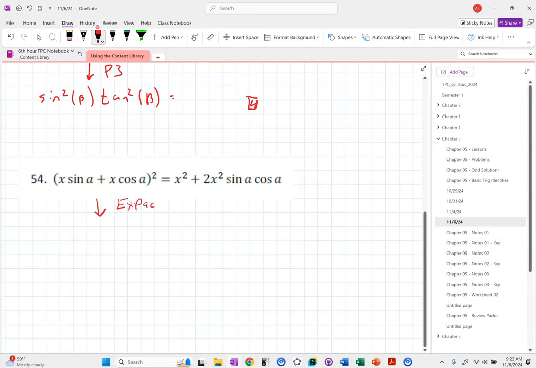It's the same thing as FOIL, if I can spell right. So basically I'm just thinking about this as (x sin A plus cos A sin A) times (x sin A plus cos A sin A). So I'm going to FOIL that out in my head here quickly for everybody. Oops, that should be squared there too.